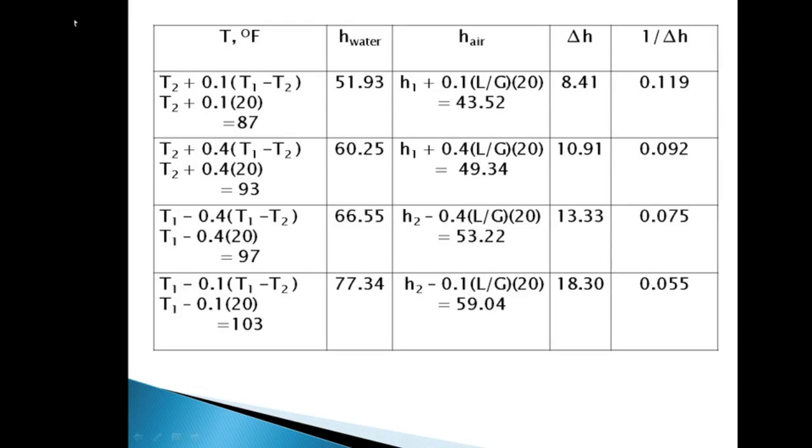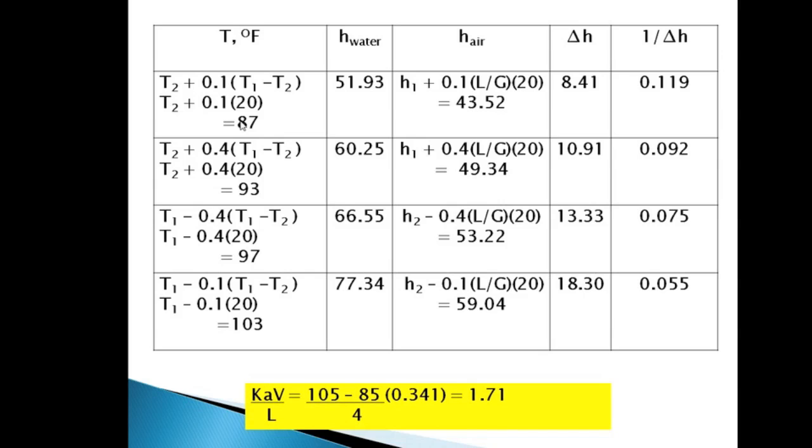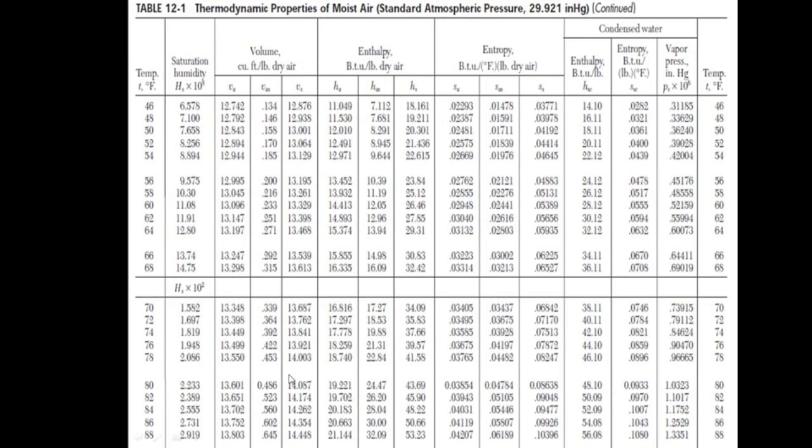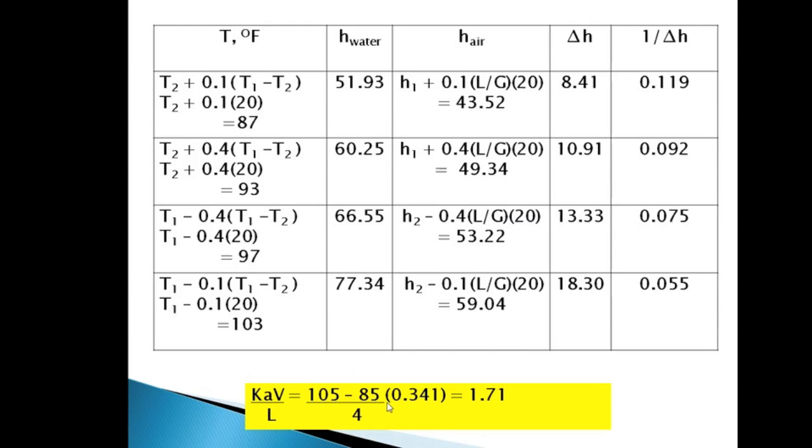For example, to get the enthalpy at a temperature of 87 degrees Fahrenheit, we refer to table 12-10. So this is table 12-10. As we can see, there is no tabulated data for temperature equal to 87 degrees Fahrenheit, but instead we interpolate the values from 86 and 88. Doing so, we obtain a value of 51.93.